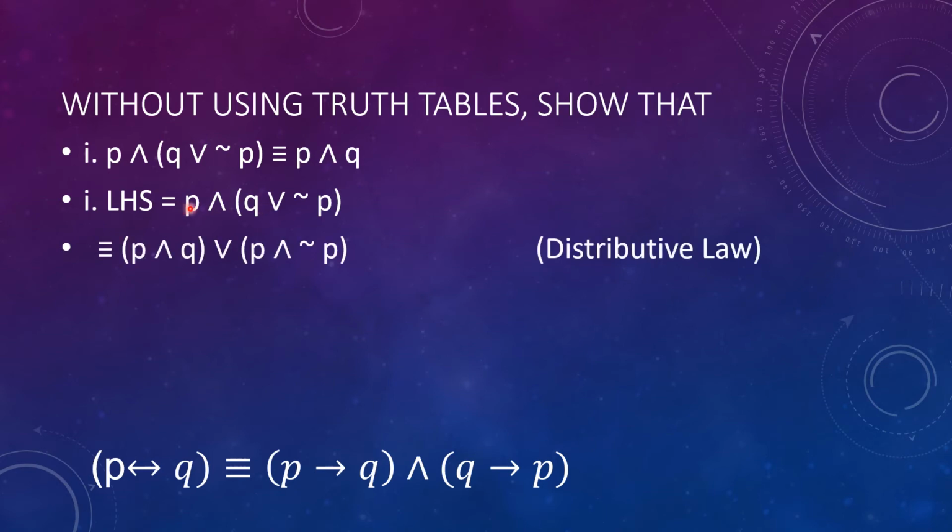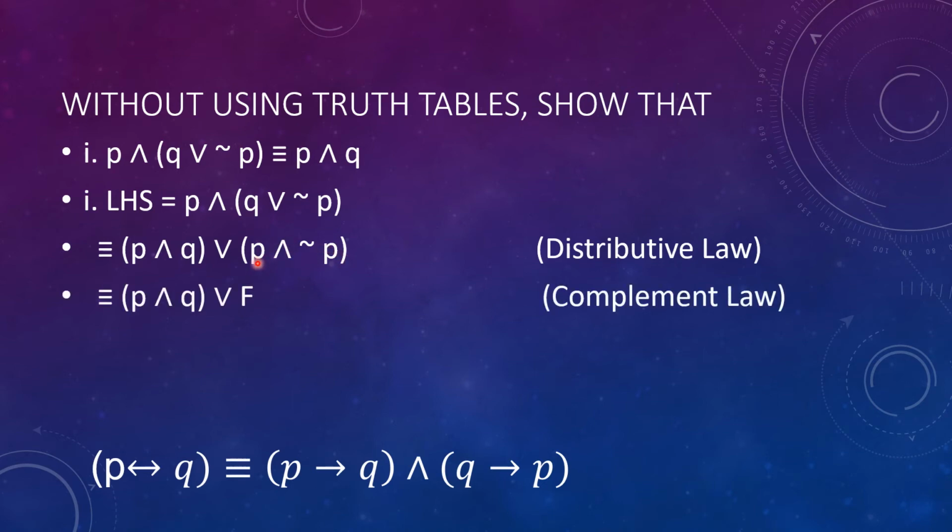So what will I get? P and Q or P and negation P. Now we know that P and negation P, they both cannot be true at the same time. If one is true, the other is false. So true and false will always give the answer as false. It means this combination will always represent the answer as false by complement law. See, this P and negation P becomes false. So what is left? P and Q or false.